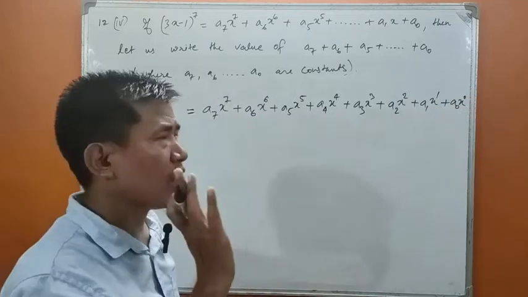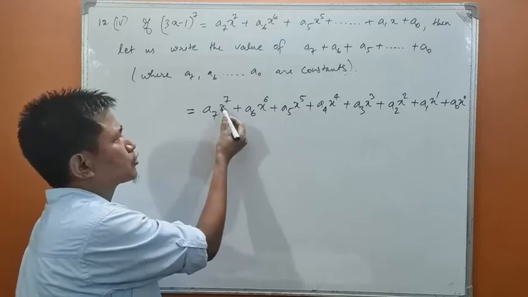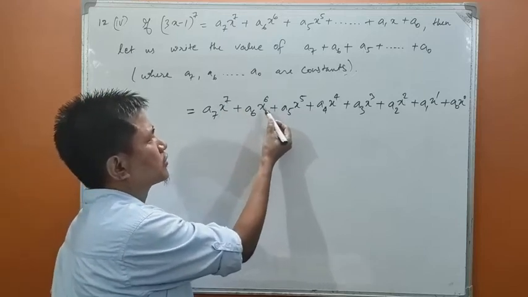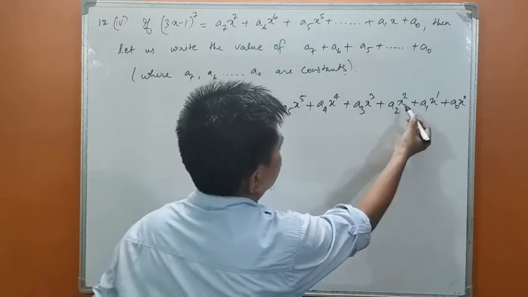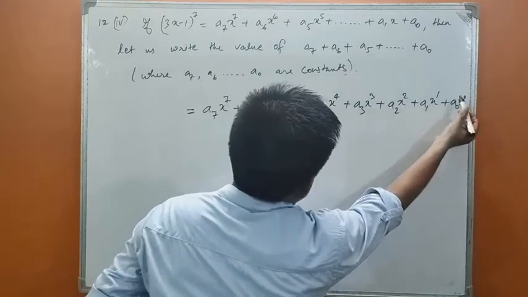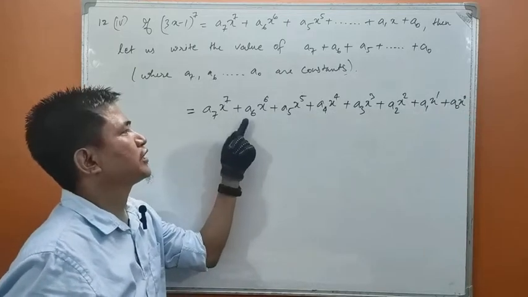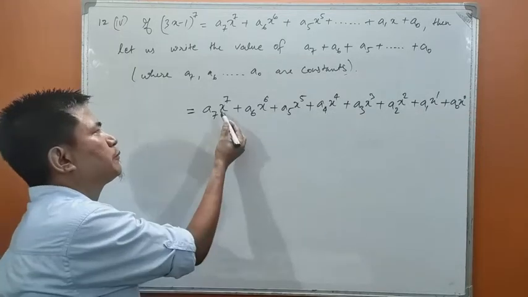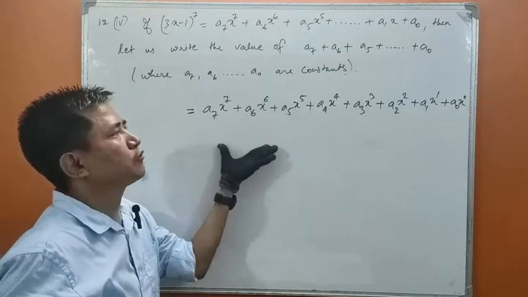First of all, what I would like to let you know is the power of the variable is decreasing. x to the power 7, then comes x to the power 6, then x to the power 5, x to the power 4, x to the power 3, x to the power 2, x to the power 1, x to the power 0. If you were asked to write the degree of this polynomial, then the degree would be the highest power of x, that is x to the power 7, isn't it? So the degree would be 7.